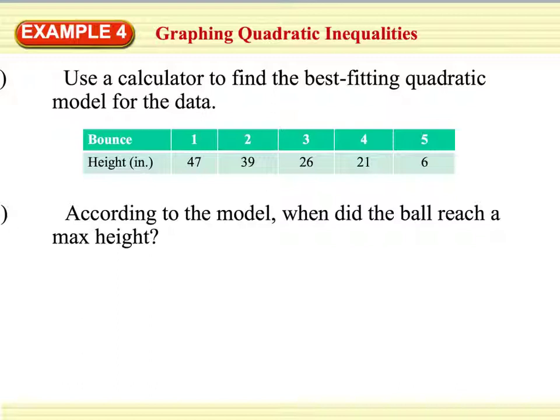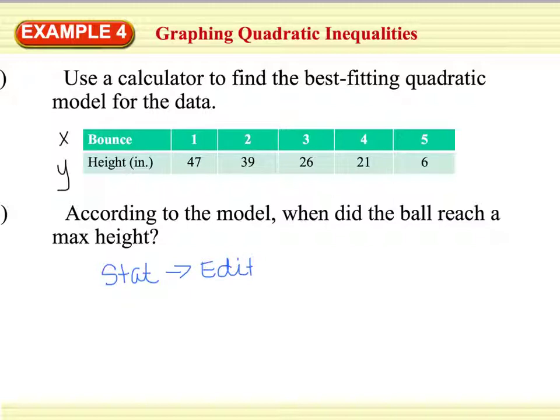So, for example 4, we're going to take our calculators out and we are going to enter this list of data. Now remember, our bounce is going to be our x values, our height is going to be our y values. So with your TI-83 or TI-84, you are going to go to the Stat menu. And remember, Stat is the third button over from the left, second button down from the top. Then we're going to select the first function, which says Edit, and I have to edit my list.